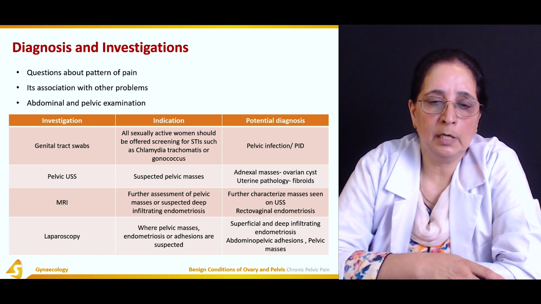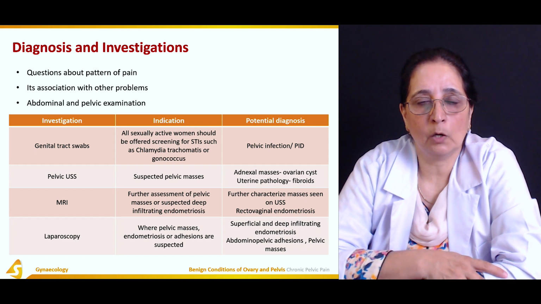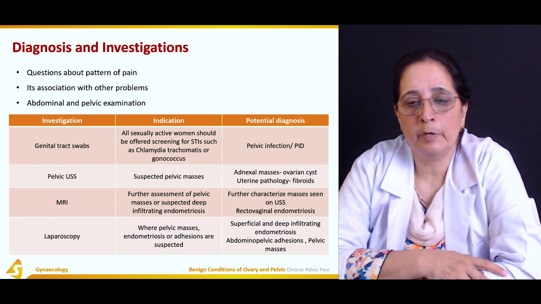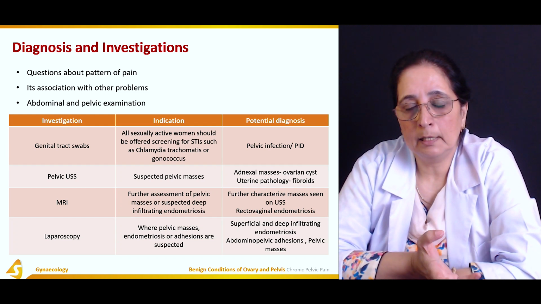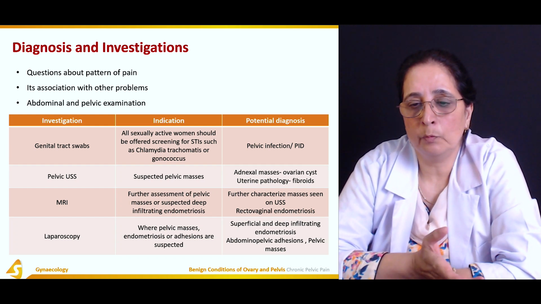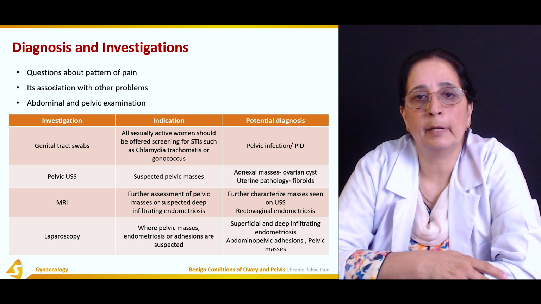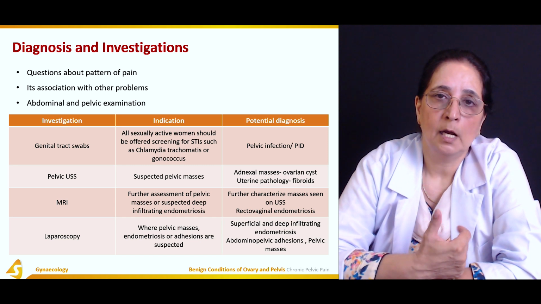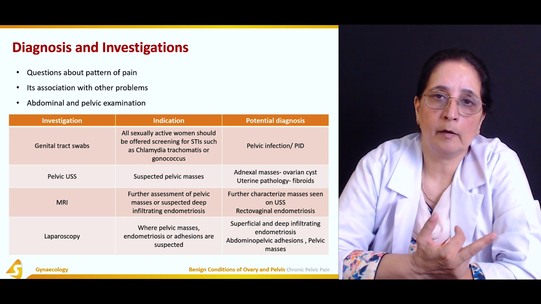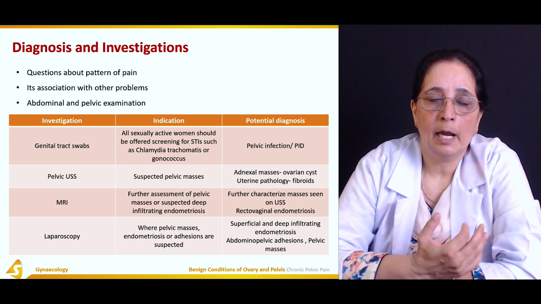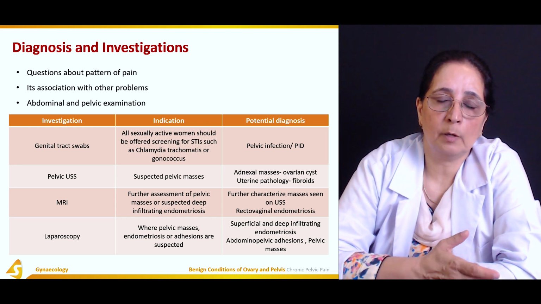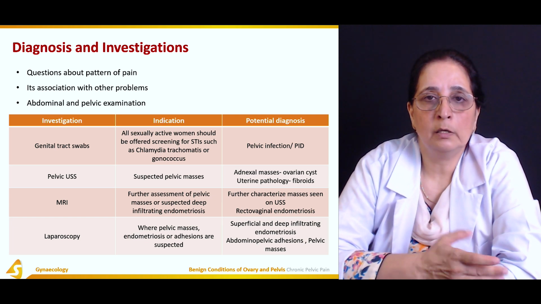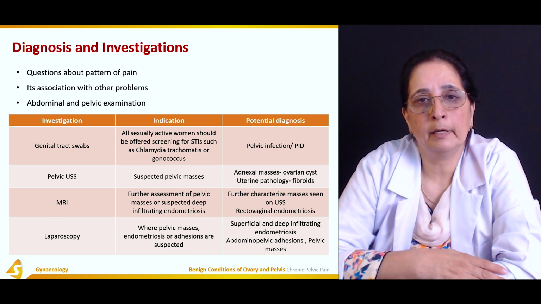Then laparoscopy is done to find out pelvic masses, any adhesions or endometriosis, and then the diagnosis can be endometriosis, adhesions, or pelvic masses. So four main tests: genital swabs, ultrasound, MRI, and laparoscopy. And for indications, mainly swabs are for sexually transmitted infections, and all the others are for the pelvic masses.